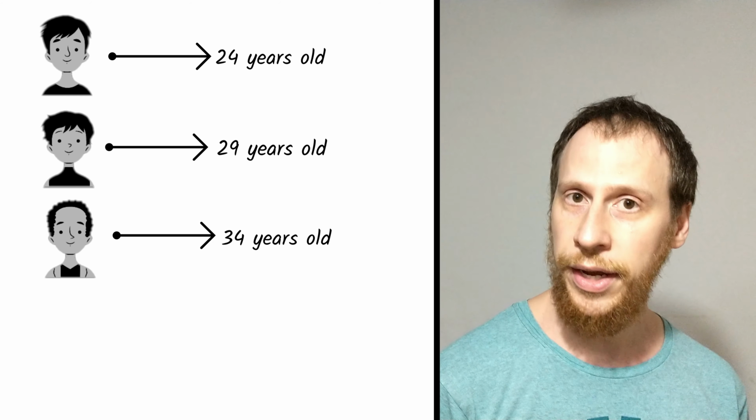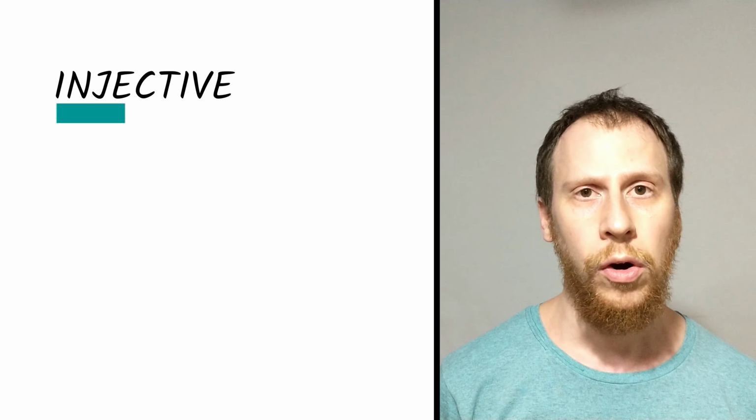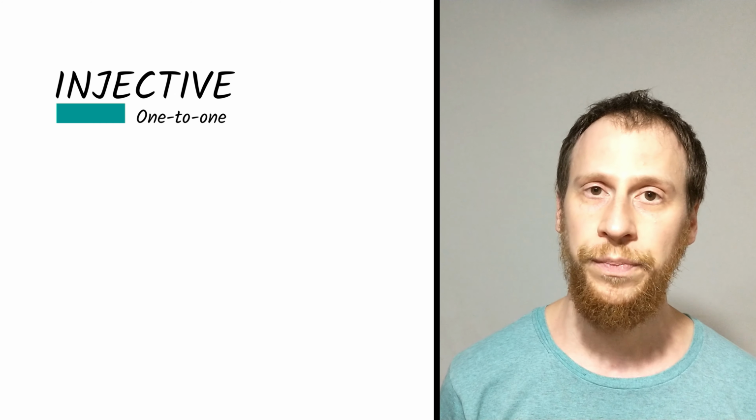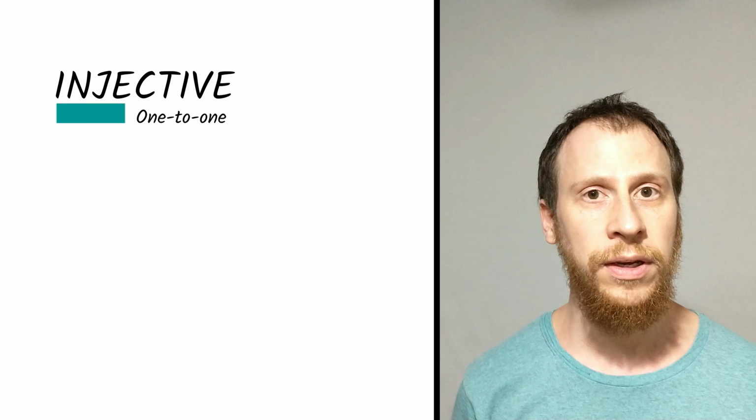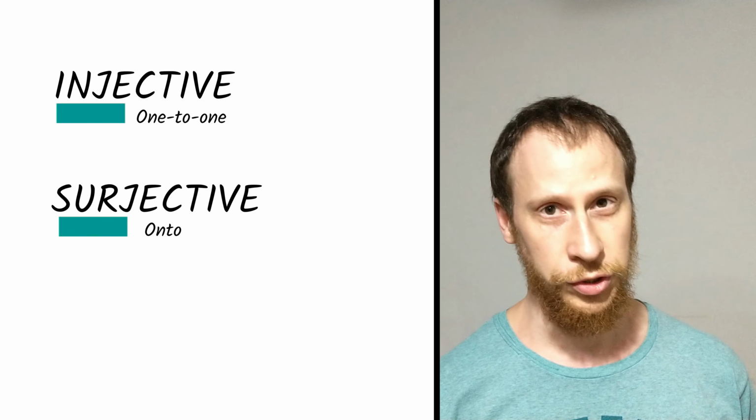For example, if we take all the people in the world and to each one we assign his or her age, then this will be a function because at a specific time a person cannot be 5 and 10 years old. Now, for a function to be a bijective function, it has to satisfy two conditions. First, it has to be an injective function, also known as a one-to-one function, and secondly, it has to be a surjective function, also known as an onto function.